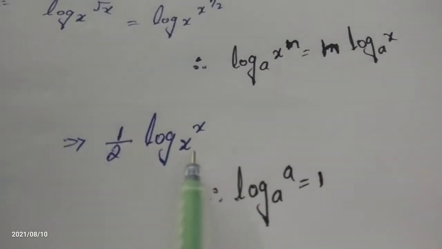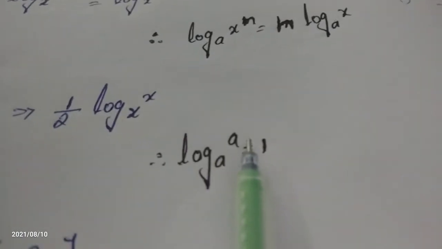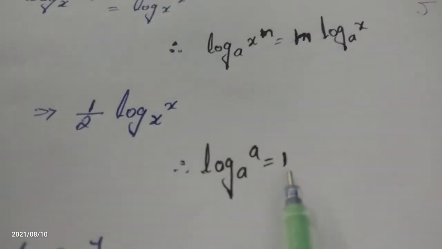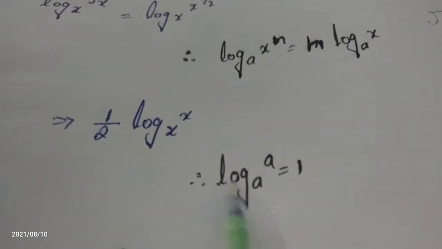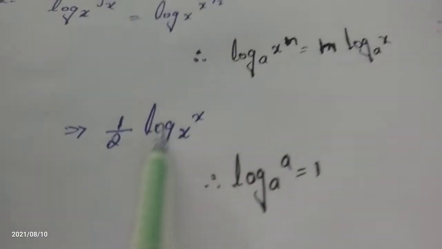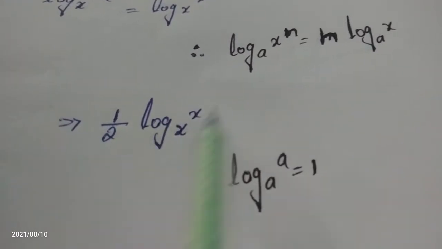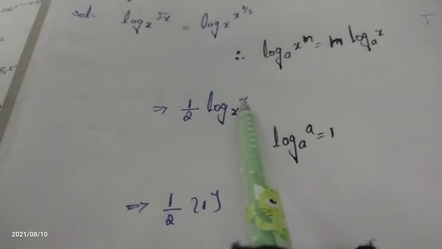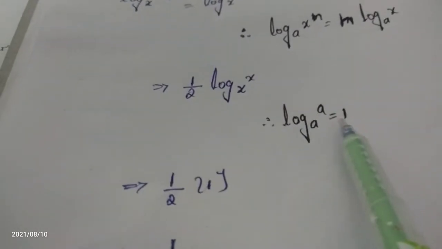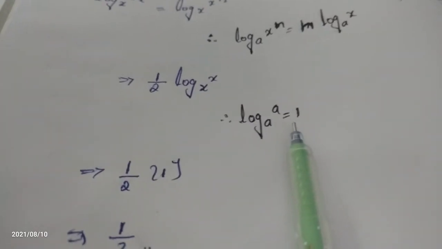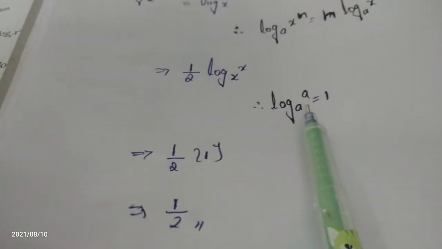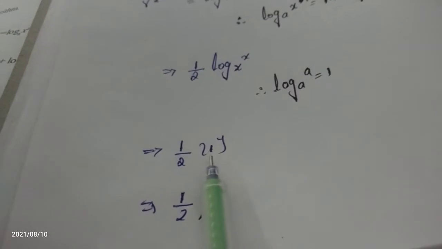Here log x to the base x is in the form of log a to the base a. The whole value should be 1, because of this formula. Up to that clear? 1 by 2 into 1 is 1 by 2, so our answer is 1 by 2.